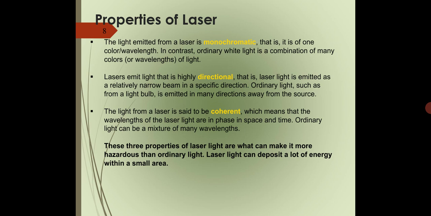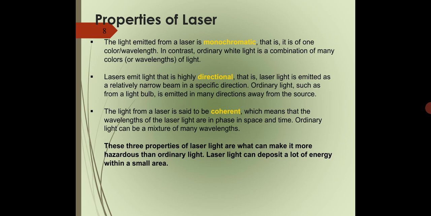Now, the second property is directionality. The laser light rays are generated parallel to each other in the laser itself, and that's why they are directional. They are not spread out over a large area.